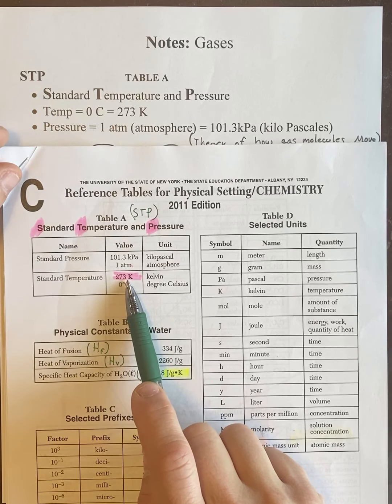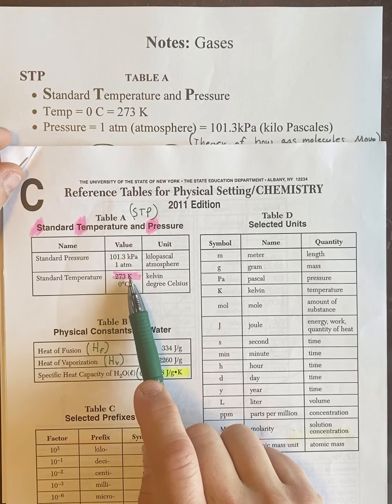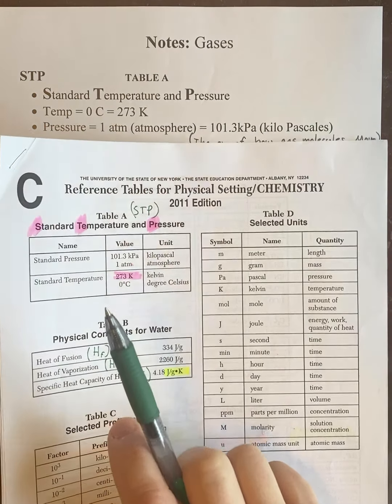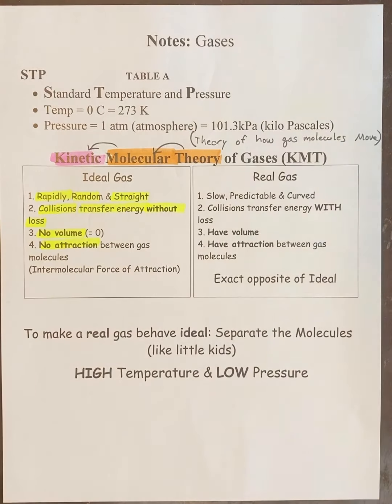Now, for gases, we are going to use Kelvin only, and the reason is when you eventually learn our ideal gas formula, you don't want to have a zero in the denominator, so that's why we use Kelvin in the ideal gas formula. But that's pretty much it. So standard temperature, standard pressure.